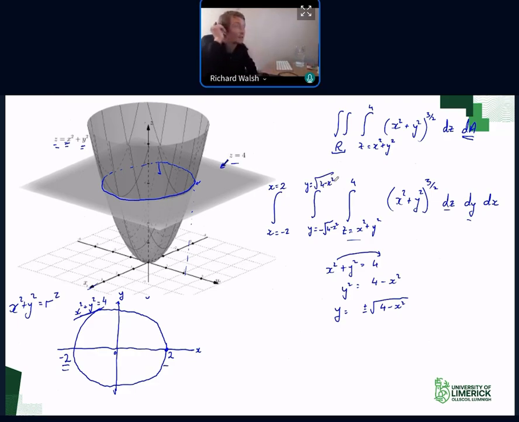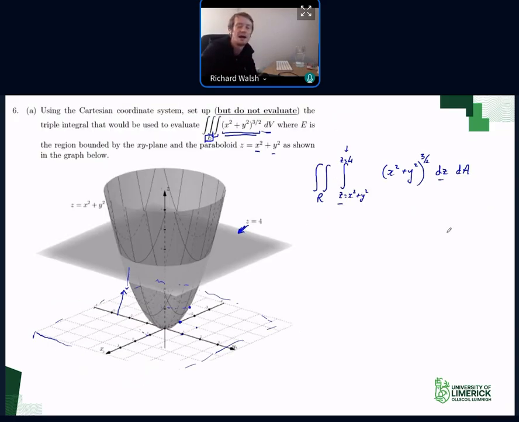But that would be the triple integral converted to Cartesian coordinates. Let's track through it again, because there's a lot in this. We started off with a region E, which was that three-dimensional region between z equals 4 and the xy plane of the conic, and a volume term here at the end.